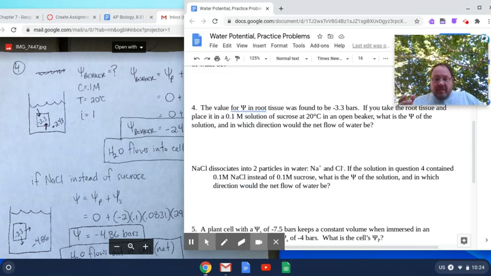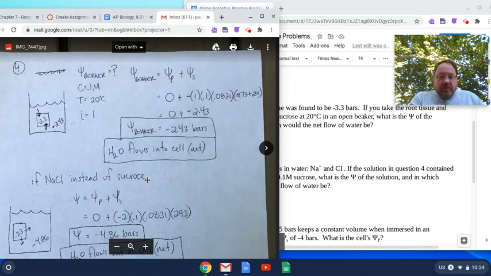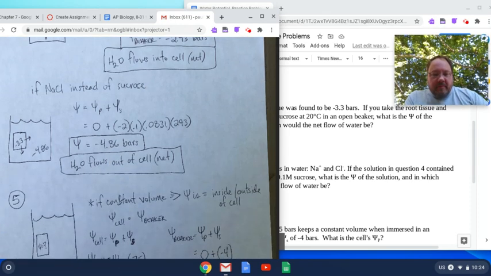Here they're saying rather than sucrose, what if you use sodium chloride? So sodium chloride will dissolve into two particles in solution. So everything else is the same, right? It's 0.1 molar, and everything else is the same. So all we're doing in the second part is setting everything else up the same. It's still an open beaker, so the pressure potential is zero.